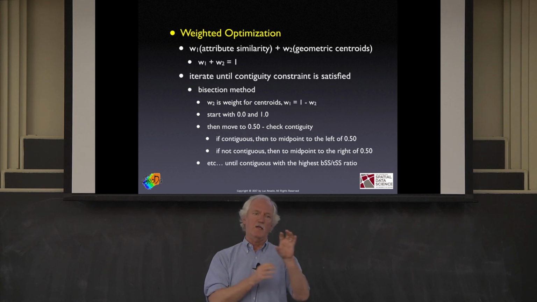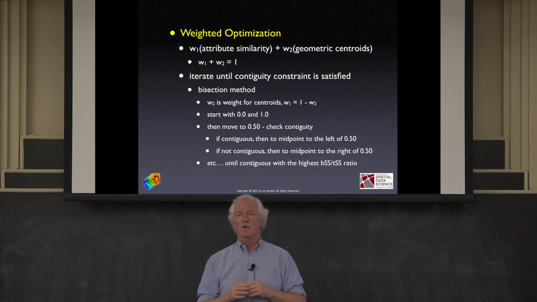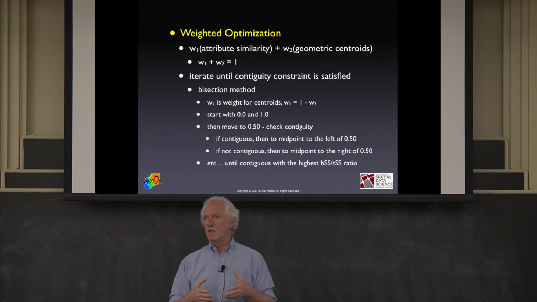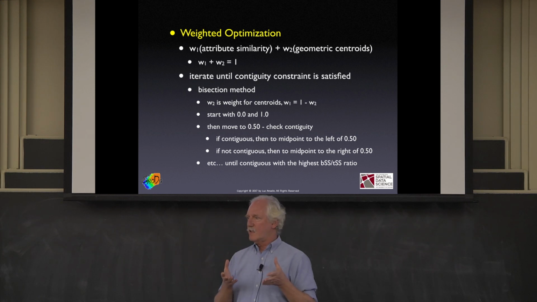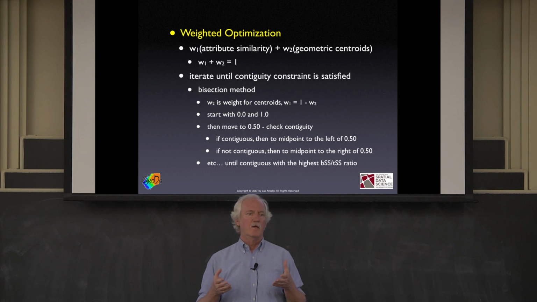So half weight to the attribute similarity objective and half weight to the distance objective, the geometric objective, right? And then we can see, this is why this is not realistic, it's a toy problem. So we could look at the map and say, is this contiguous or not, right? If it is contiguous, that means we can do better in terms of the attribute similarity.